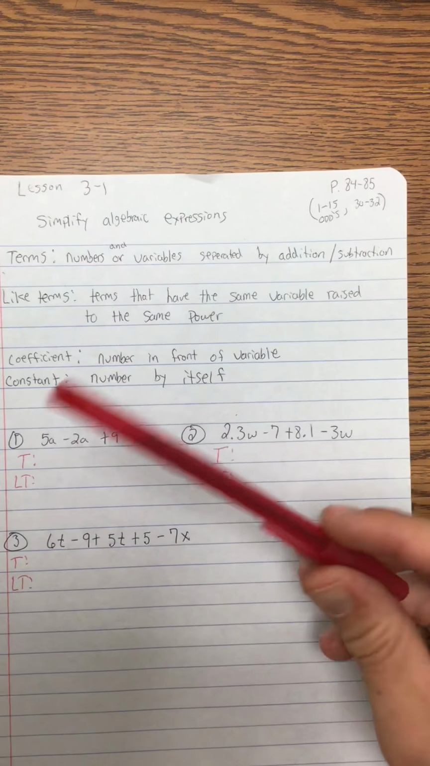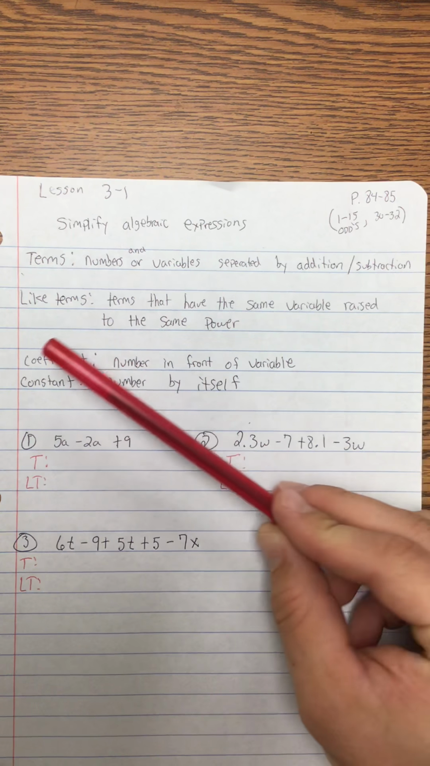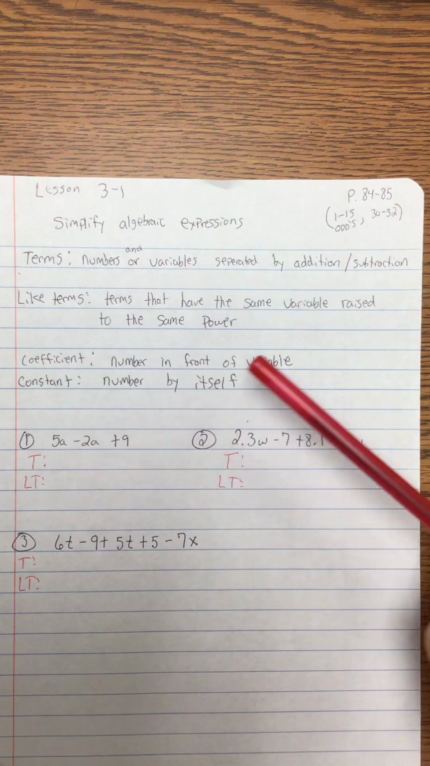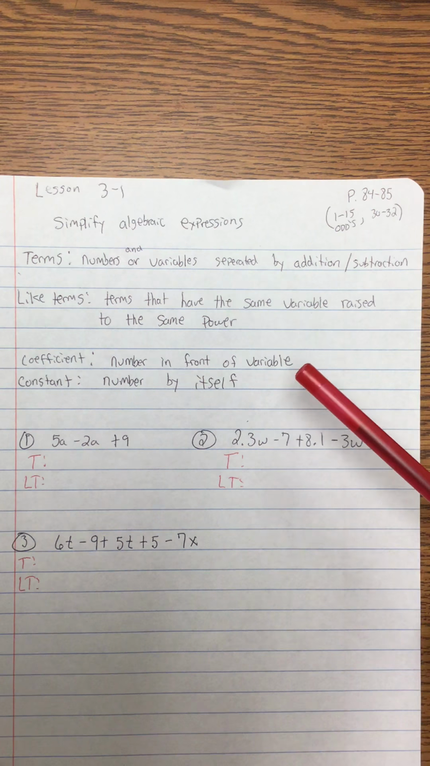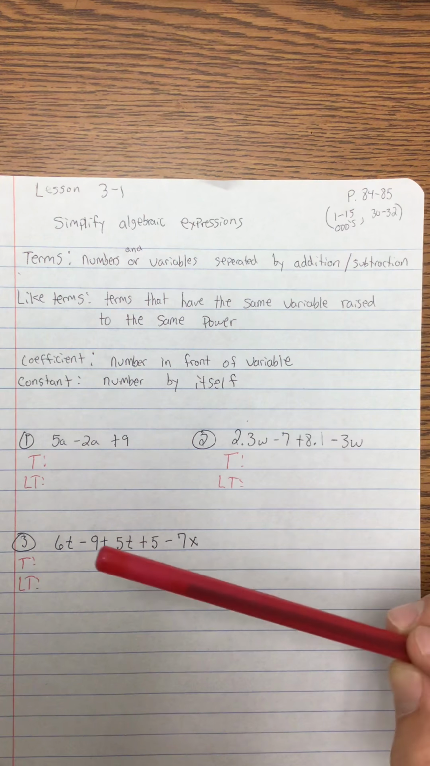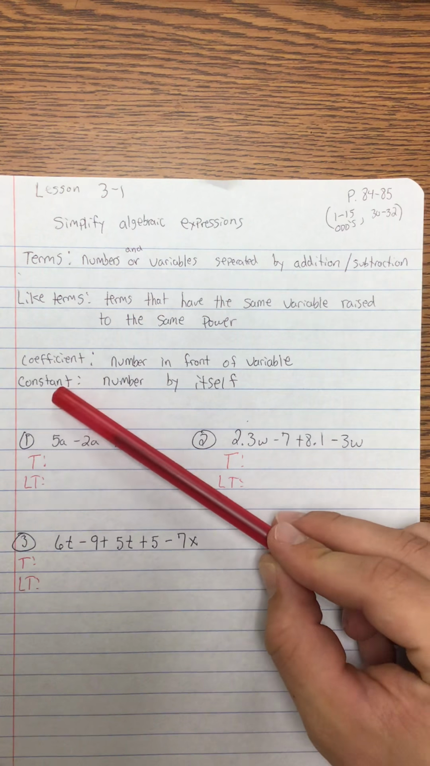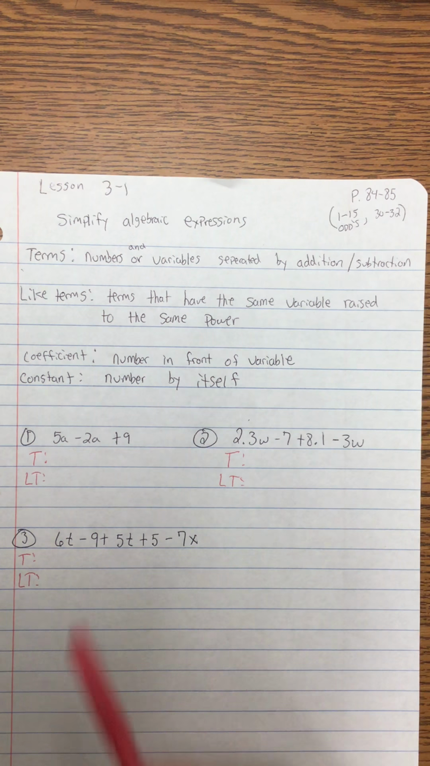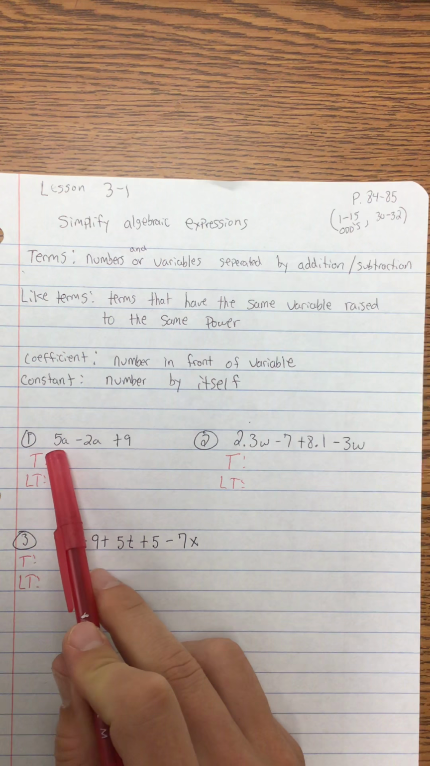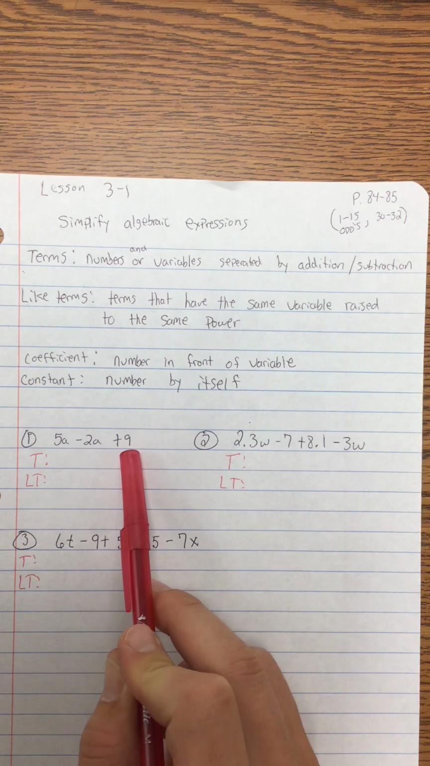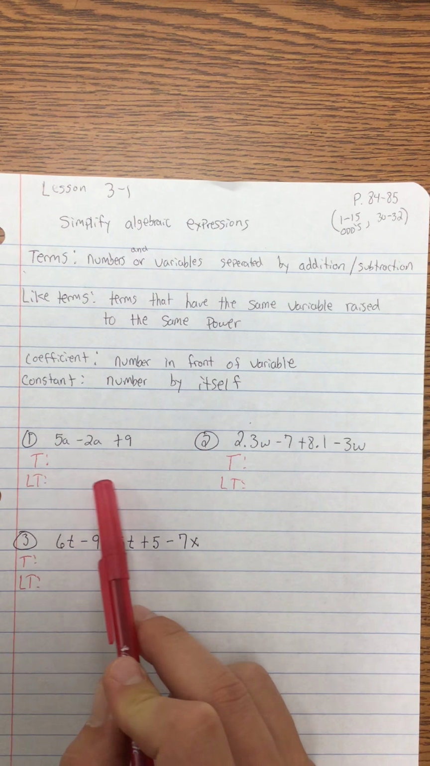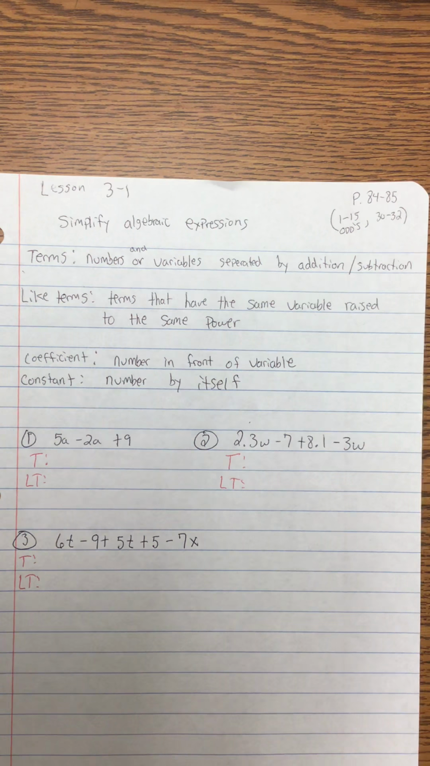Okay, I also have some more terms here, all right, so vocab. Coefficient is a number that is in front of the variable. It's just the number, not the variable, okay? And a constant is a number by itself, all right? So on number 1, I have 5a minus 2a plus 9. So I'm just going to identify my terms here and my like terms here, and then I'll simplify it later.